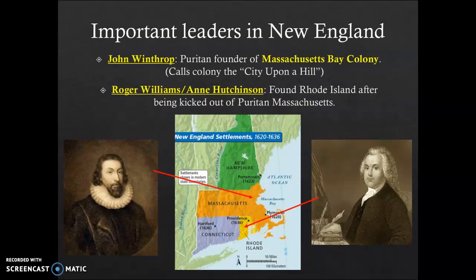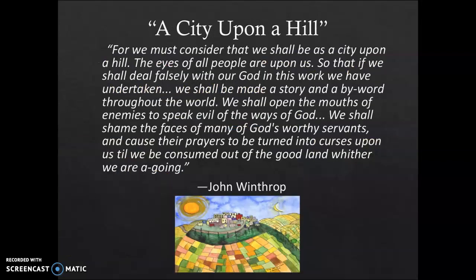Some important leaders in New England. John Winthrop, he's the founder of the Massachusetts Bay Colony. He calls the colony the city upon a hill. Roger Williams and Anne Hutchinson, they founded Rhode Island after they were kicked out of Puritan Massachusetts. They didn't quite do things the way they thought they should. This is a quote about city upon a hill. I'm not going to read it for the sake of time here, but we will discuss this later in a separate presentation or in class.